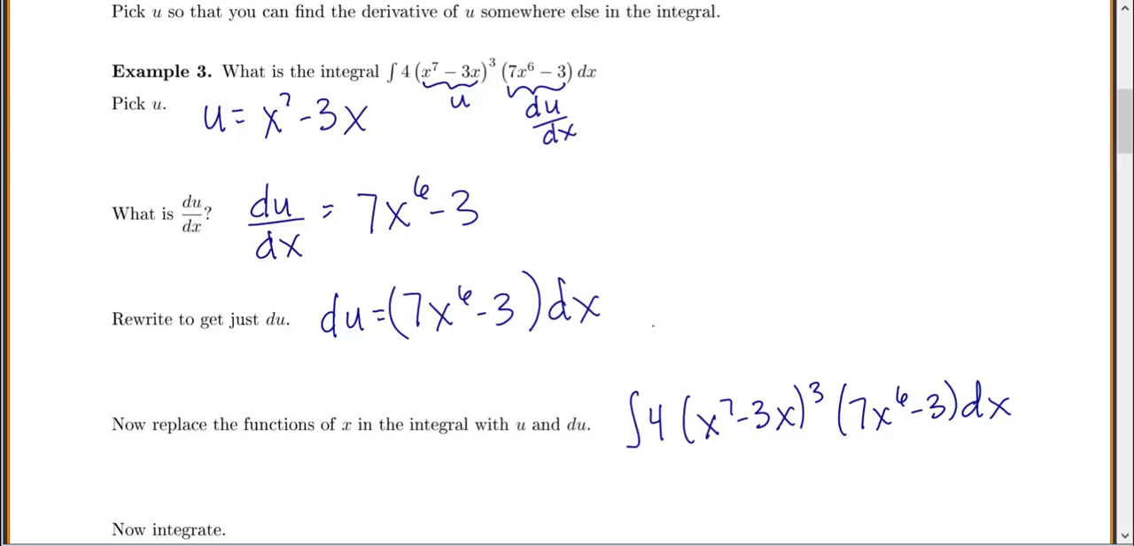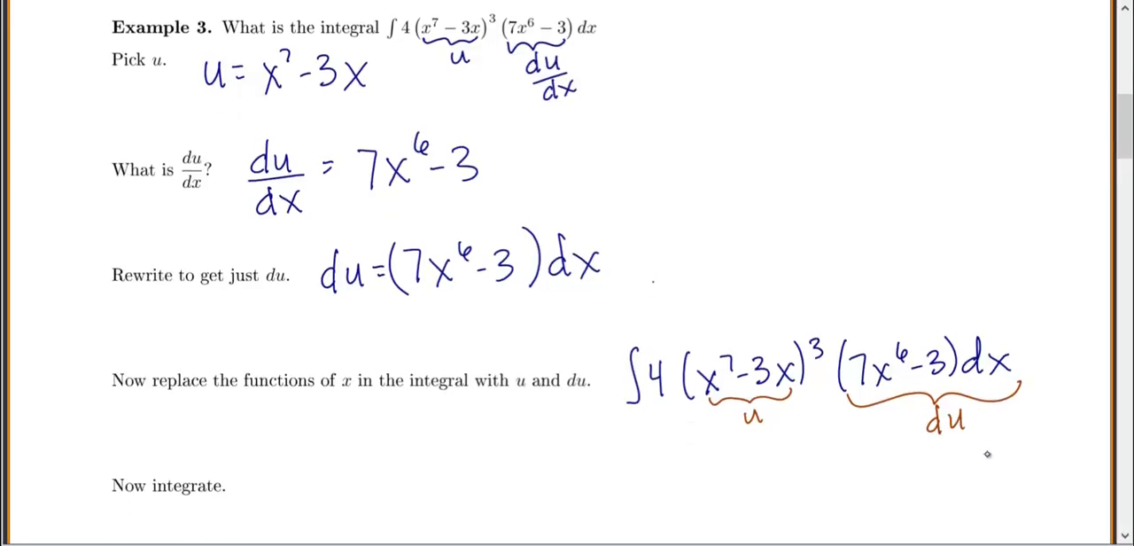So I say, okay, this x to the 7th minus 3x, that's u. This entire 7x to the 6th minus 3 dx, that entire thing is du. Now let's rewrite this. So this is going to be 4 times x to the 7th minus 3x, that's just u, so 4 times u cubed du. Now you're not used to finding integrals that have the variable u, but we are used to finding them with the variable x or the variable t. This is just one new type of variable.